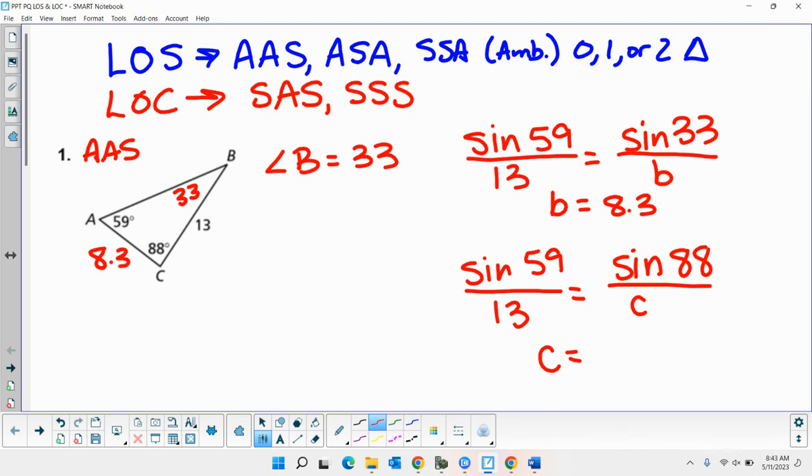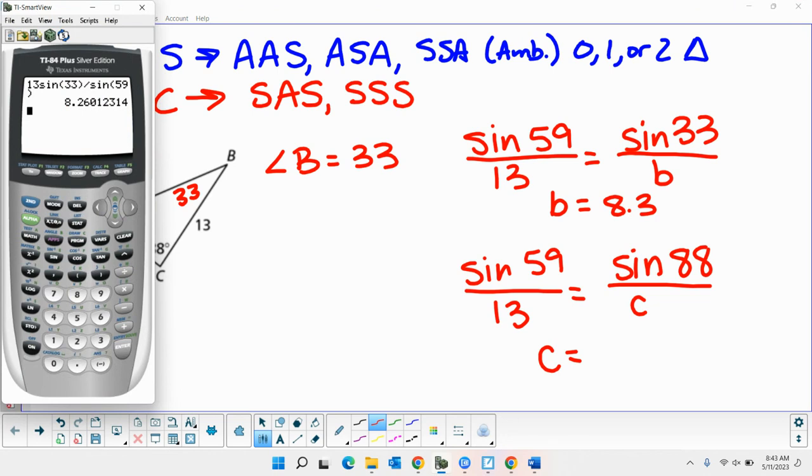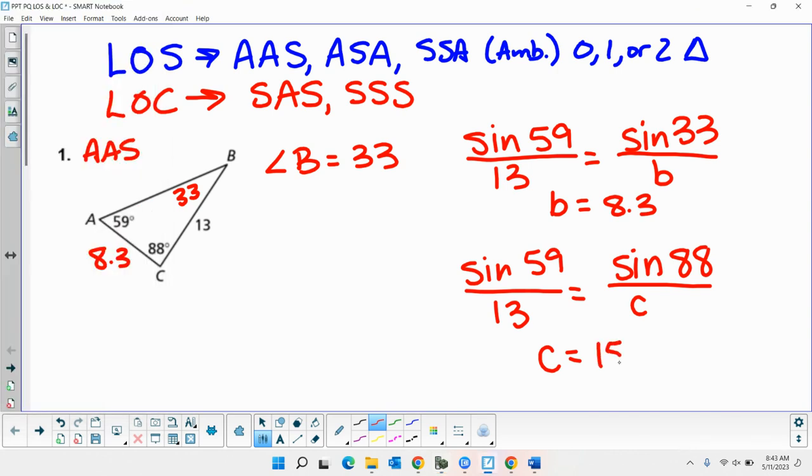And then for C, I'm going to do 13 times the sine of 88 divided by the sine of 59. So I'm going to hit second enter and go up and change 33 to 88. And that's 15.2. Any questions? Simple, right? I had 15.16. Yeah, that's all right. Okay. Questions? Serenity, got that? Yeah. All right.